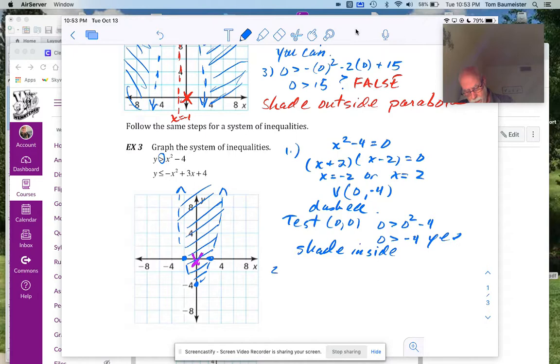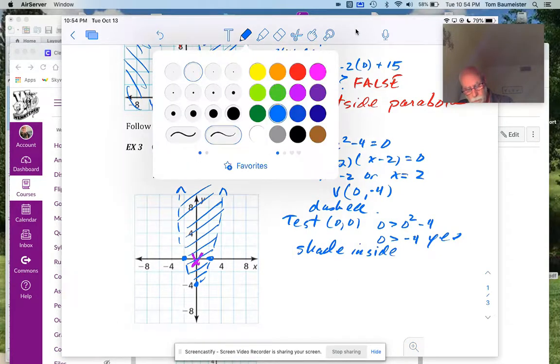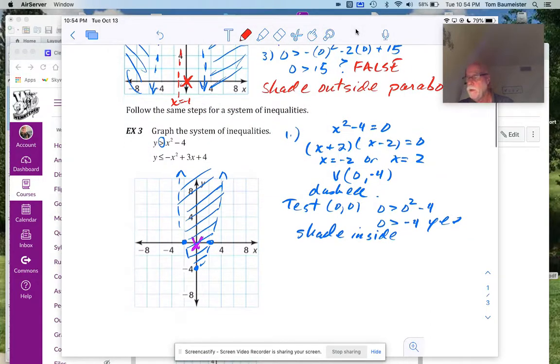So the second one, and why don't I make the second one be red? So on that one there, we're going to solve for y is equal to negative x squared plus 3x plus 4. And again, remember we're setting that equal to 0, so I can get rid of that.